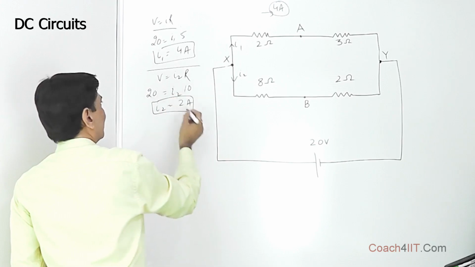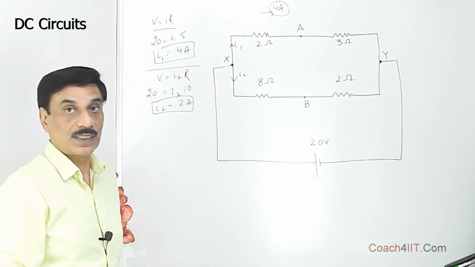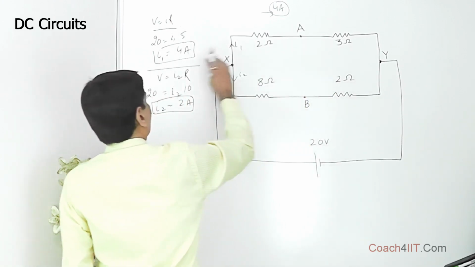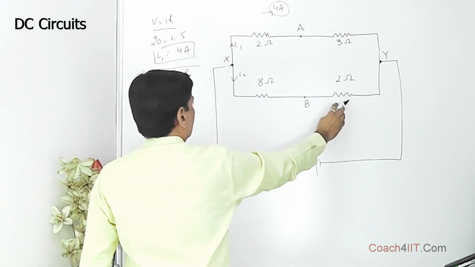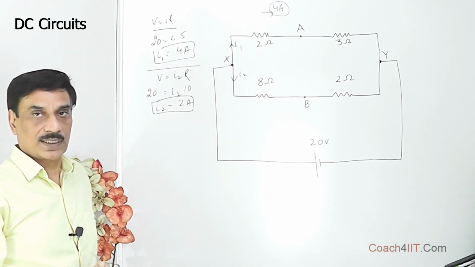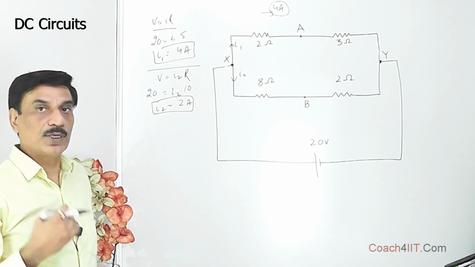Once again we see that current prefers the path of least resistance. The resistance of this is lesser, 3 plus 2, 5. The current is more. Over here, the resistance is more, current is less. But right now, we are not bothered about what is the current which is flowing in the circuit. We are more bothered about what is the potential difference.